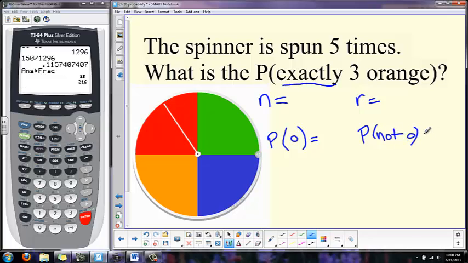Okay? So those are the 4 things you're going to look for every single time you have a question like this. N is the total number of trials. The spinner is spun a total of 5 times. We are looking for the probability of exactly 3 oranges. Now, take a look at our spinner. What is the probability that I land on orange? Well, orange is only taking up 1/4 of the space, so it's 1/4. Meaning, what is the probability I will not land on an orange? That happens to be 3/4.